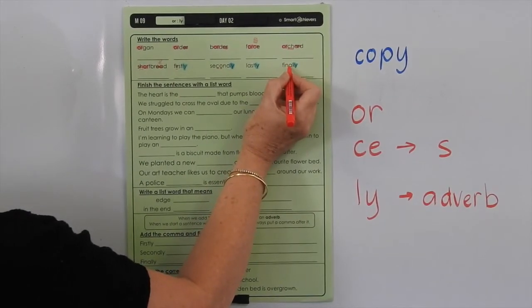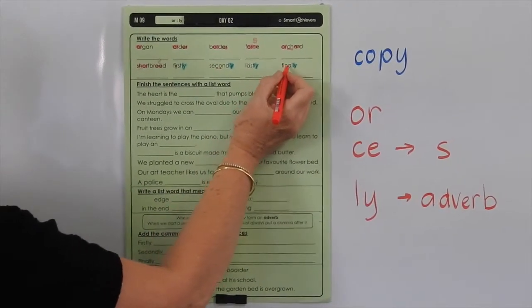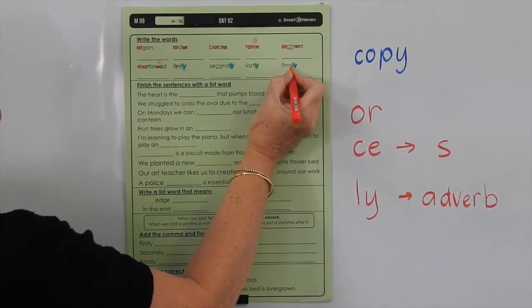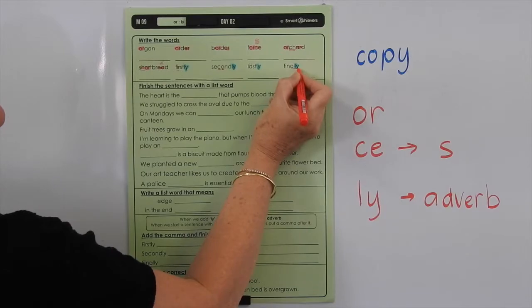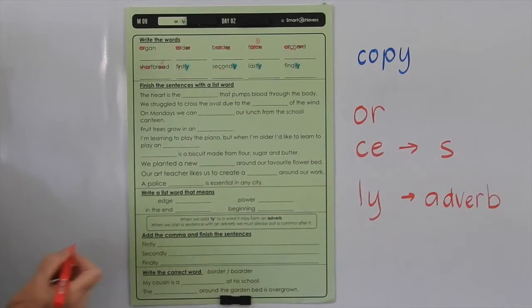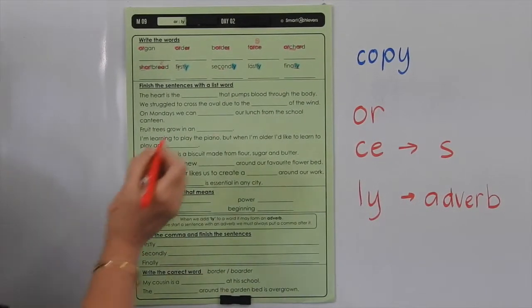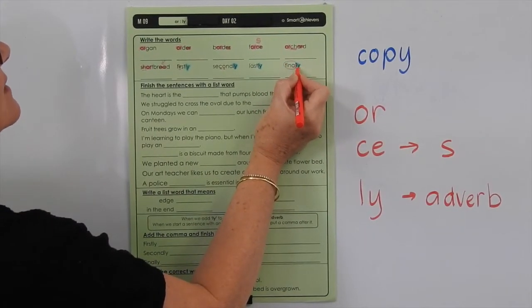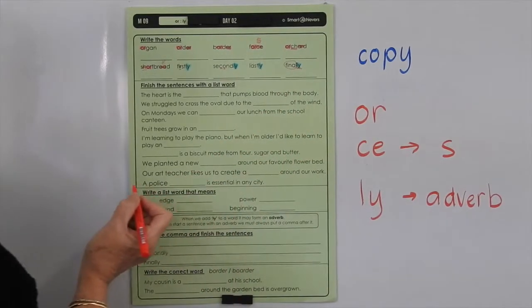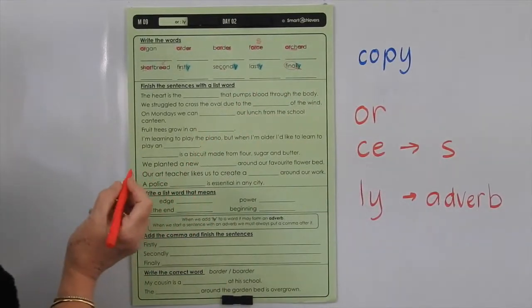Finally comes from the word final, so you've got the AL, then you have to add another L for the LY to change it into an adverb. So always write the base word, which is final, and then add the suffix LY. So that's why you're getting the double L there.